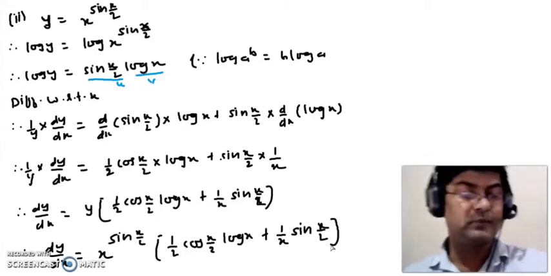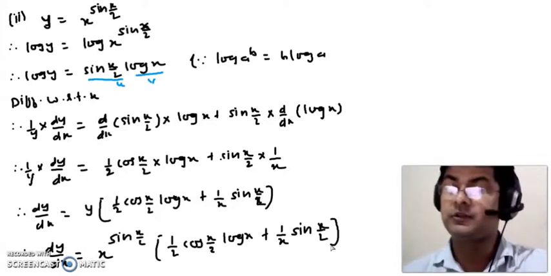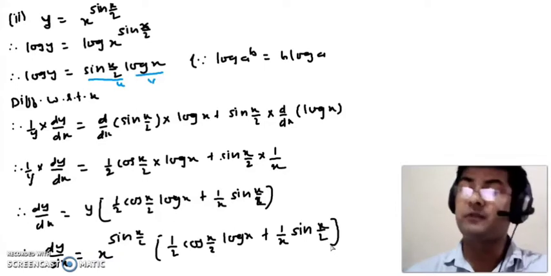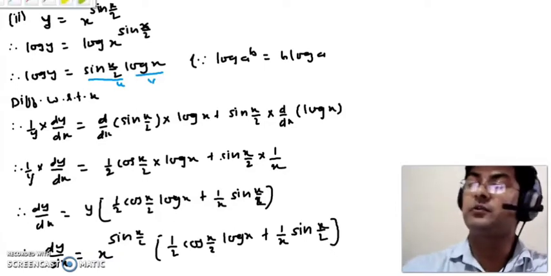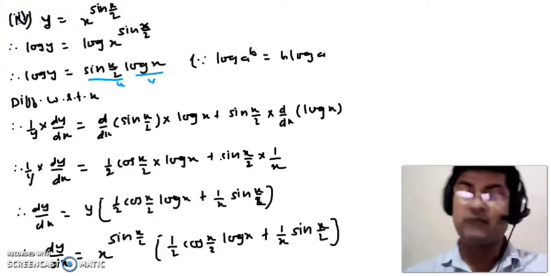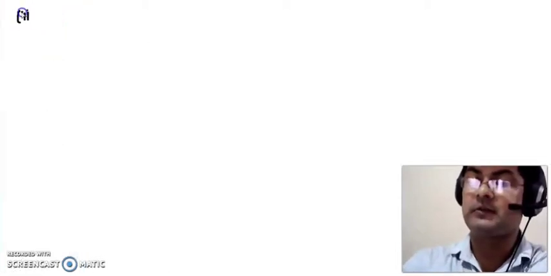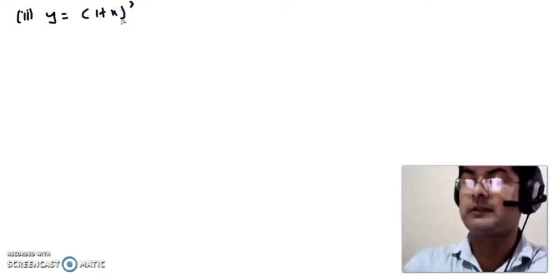Now let us solve number 3. Okay, the question which we solved was number 4 by mistake, so you may correct the number over here. Okay, this was the fourth one. The second one I will solve now. So the second question is like this: y is equal to (1 plus x) raised to x.